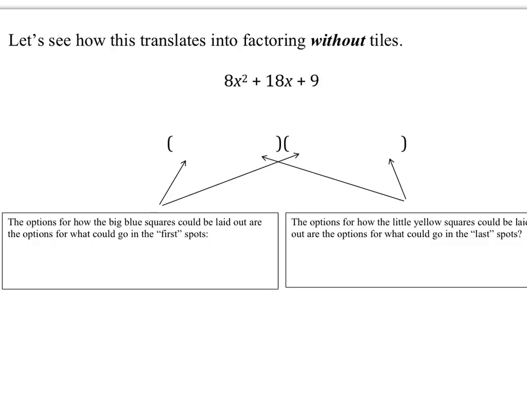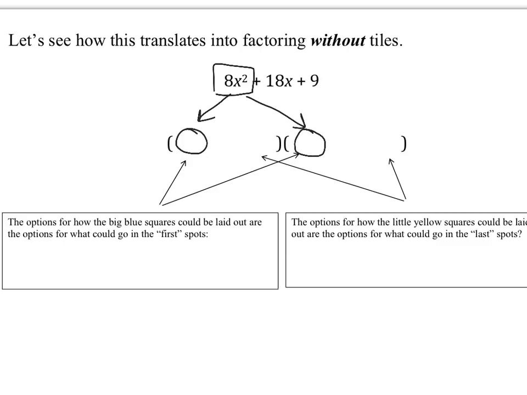So now, how does this translate into factoring without tiles? Well, think about if I have this polynomial here and I am trying to factor. Think about what is going to be going in these first spots right here. I'm going to go ahead and put circles there. So what could I put here and here? These are the first 2 things that get multiplied together in FOIL, right? And it's got to give me 8x squared. So these 2 right here have to multiply to give me 8x squared.